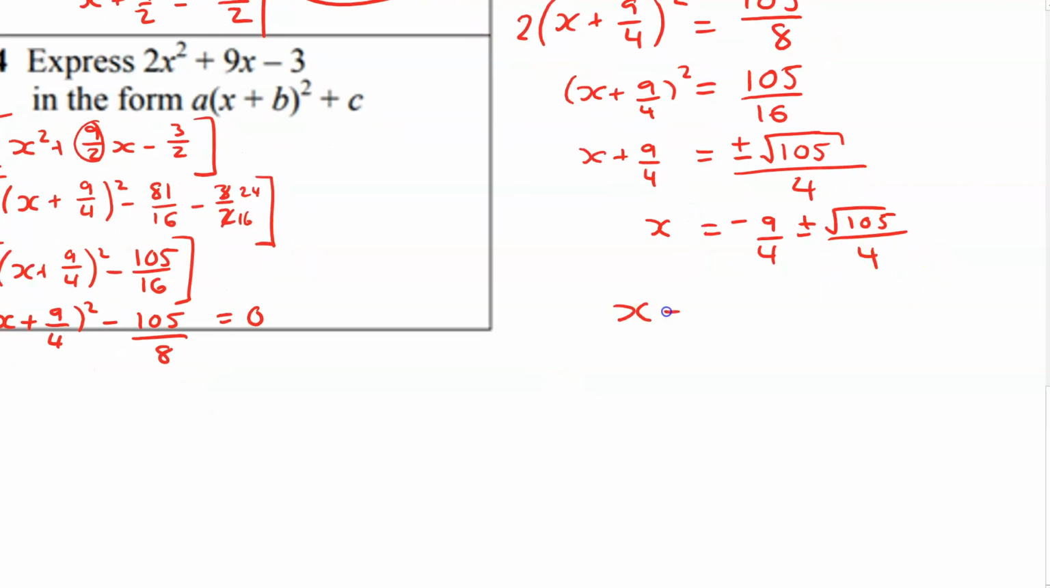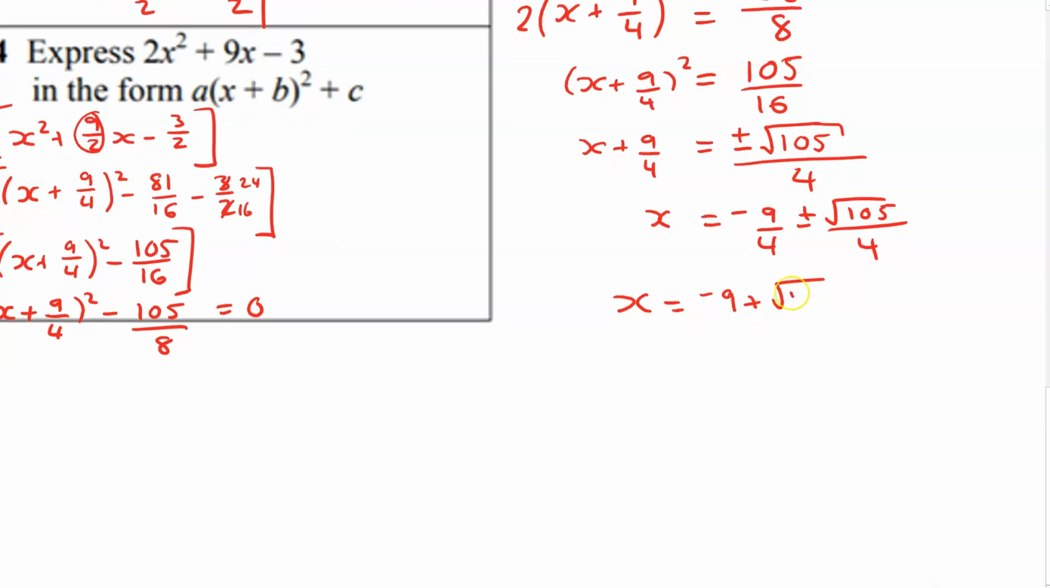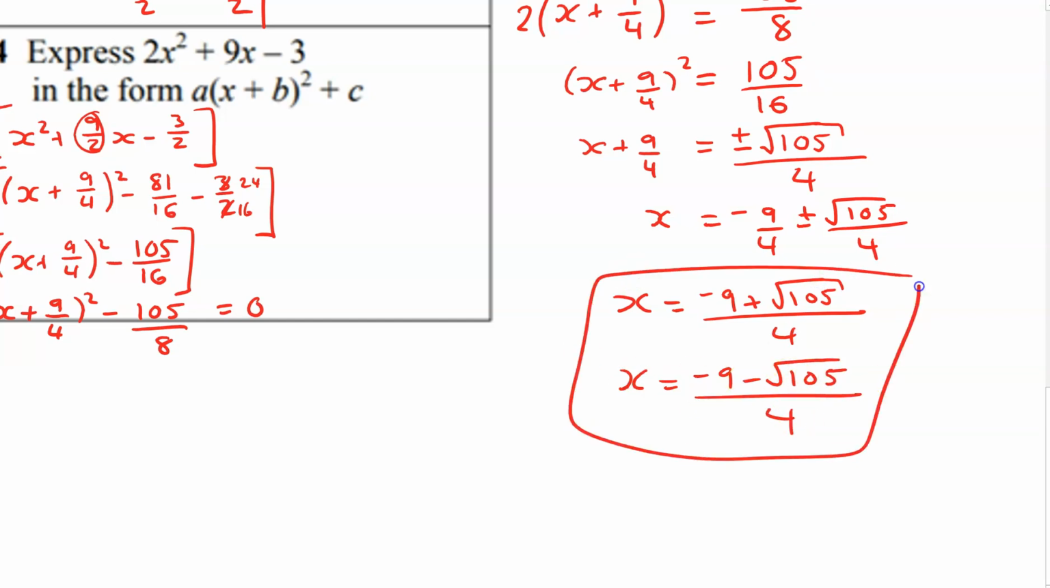So our two values are negative 9 plus or minus, you can put them separate if you want, doesn't matter if they're separate or not, plus root 105/4, or negative 9 minus root 105/4. And they are the two answers. And there's nothing wrong in those answers. They would be perfectly acceptable. Obviously, they might ask you to type them into a calculator on a calculator paper. Otherwise, surds is valid.